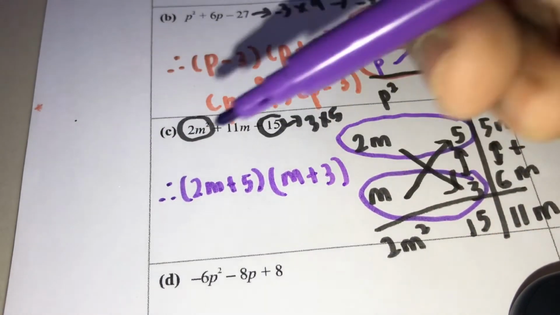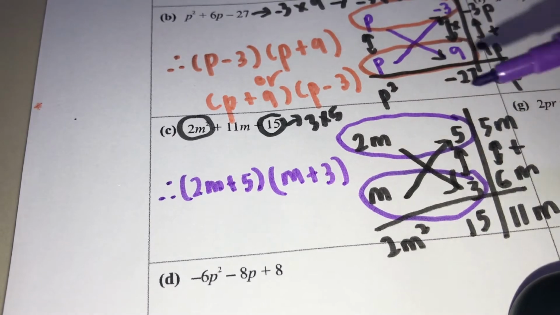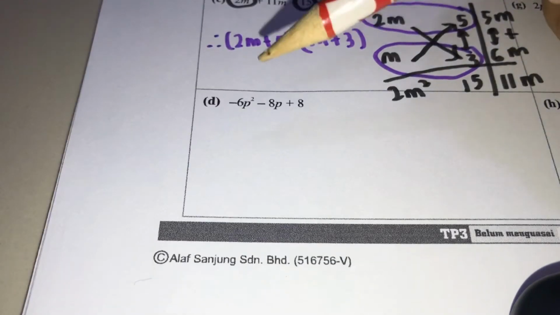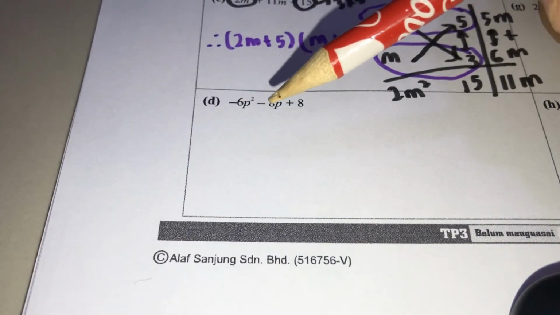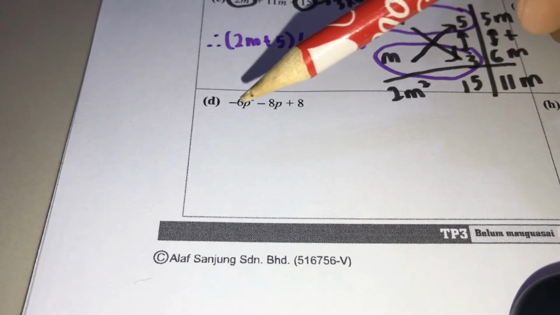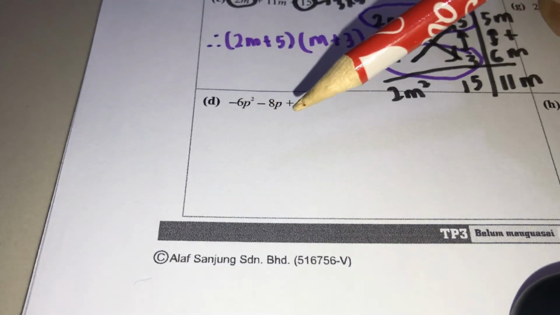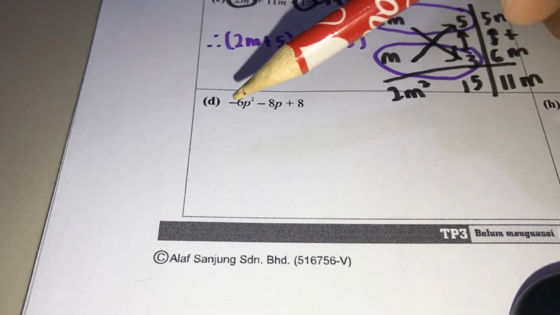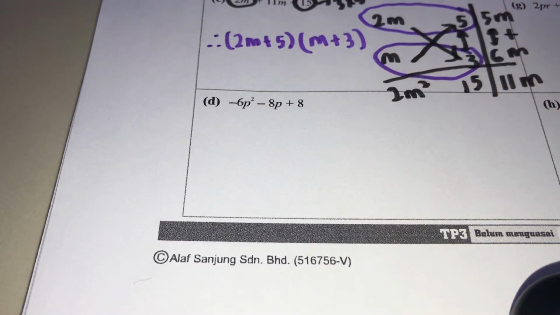Or you write m plus 3, 2m plus 5, also can. Okay, so this is your answer for question C. For this question, negative 6p square minus 8p plus 8. Before you use method 3, you can identify this value. This value you can have the common factors.